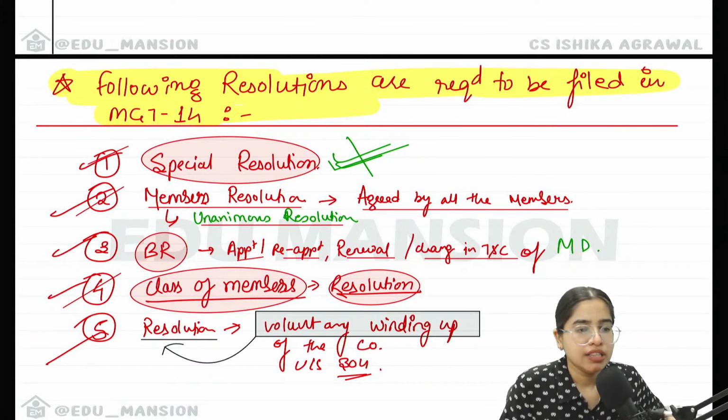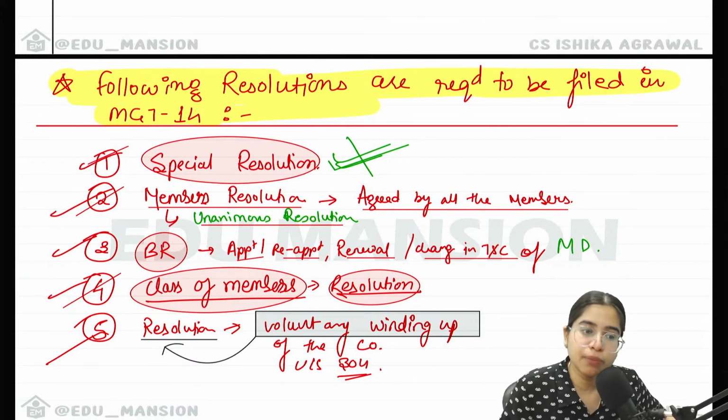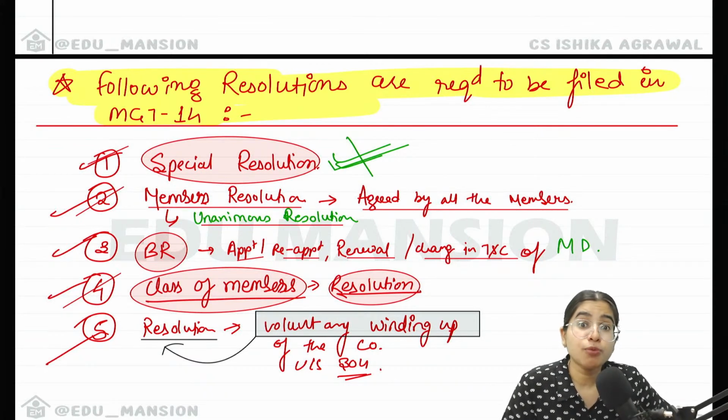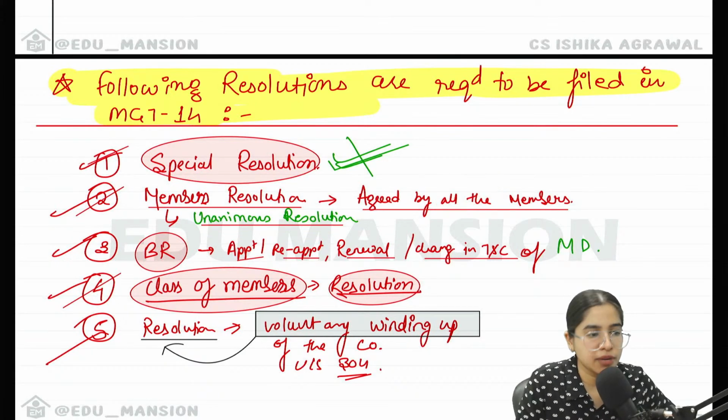So let's say an entrenchment provision. You remember that if you have to put an entrenchment provision in the case of a private company, then you have to take unanimous approval of the members. You have to take approval of all the members. So that resolution has to be filed to ROC in the form MGT 14.